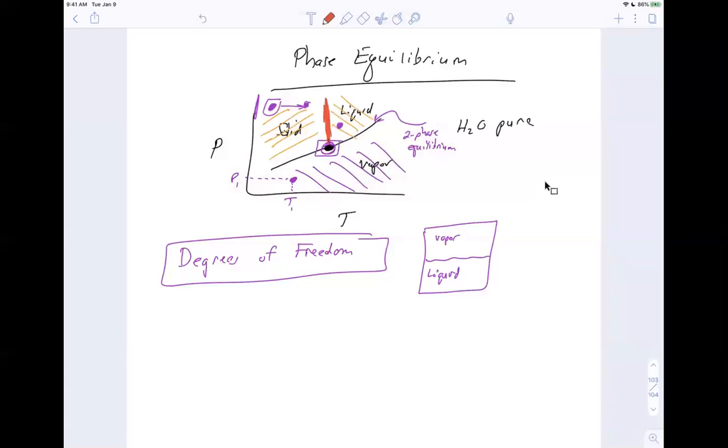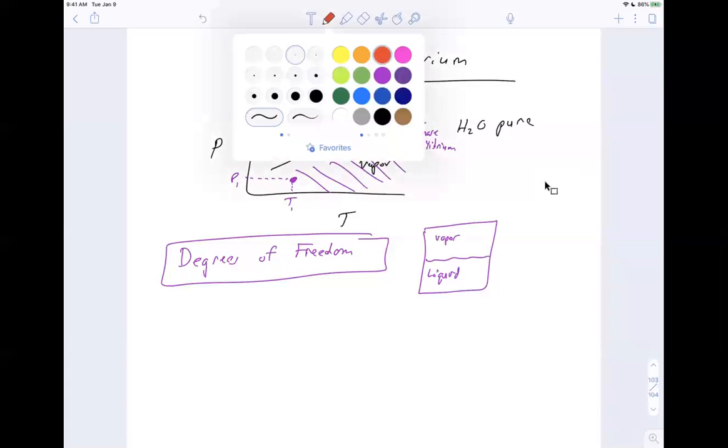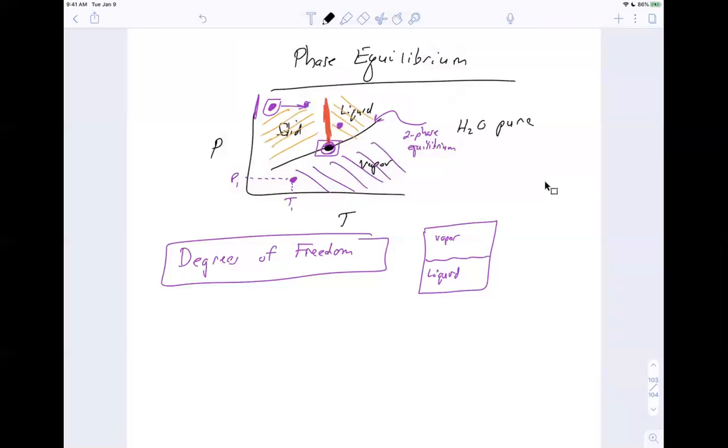Because let's say I specify a pressure here. So that's this pressure. And what do we want to call that? P star. We'll just call that P star. So if I specify that pressure, P star, and I want to have solid liquid in my system, there is only one temperature at which that can happen. I cannot choose temperature independently.